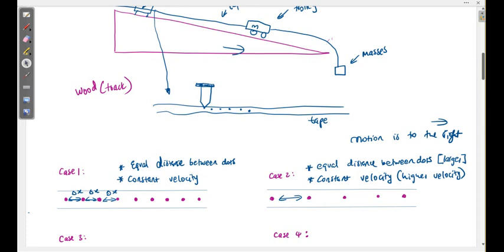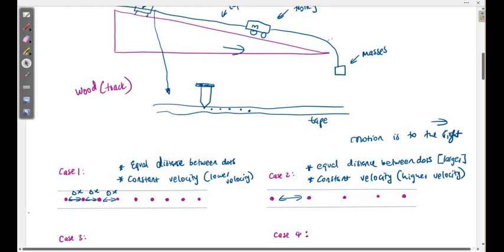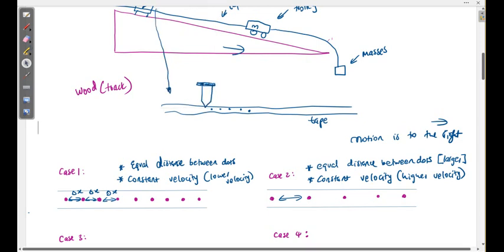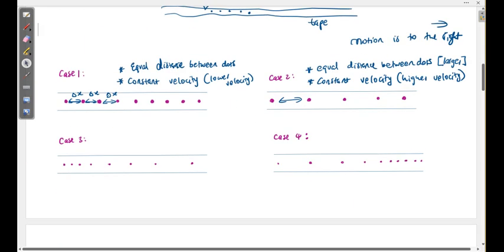Okay. So this one, compared to case 2, was a lower velocity. Yes, it was a lower one, because this thing was moving slowly. That's why, as this thing is vibrating like this, it was able to make dots that have small space between them, right? Yes. Right.